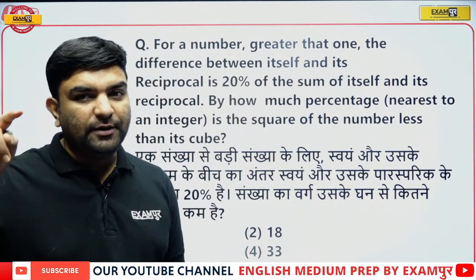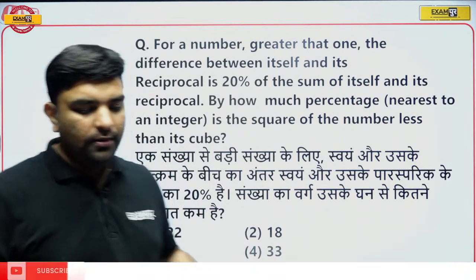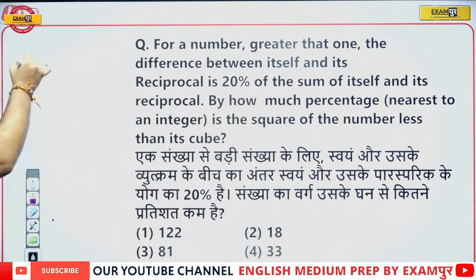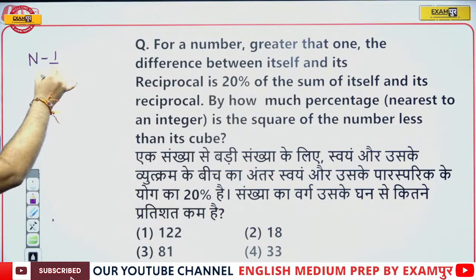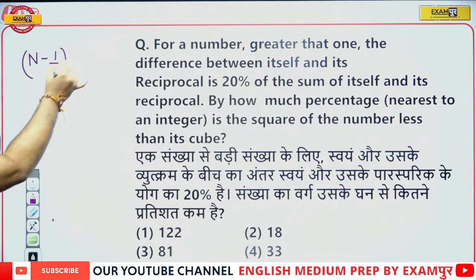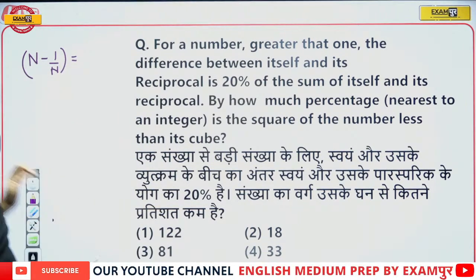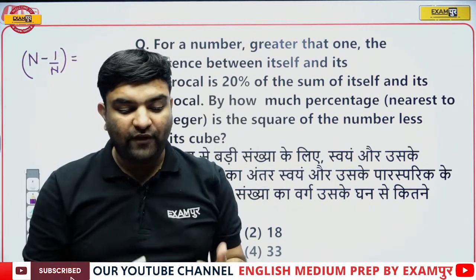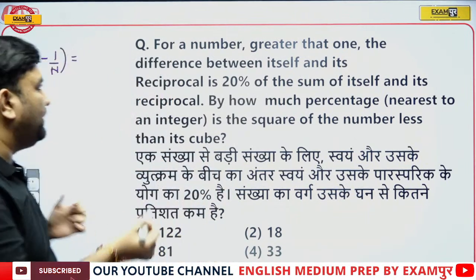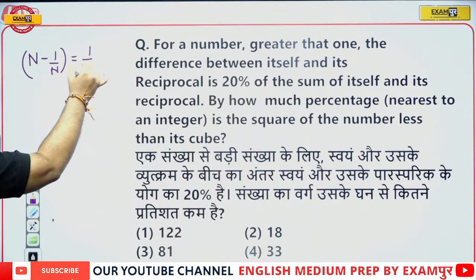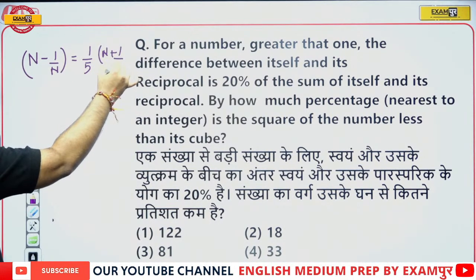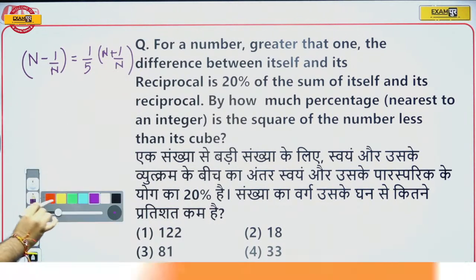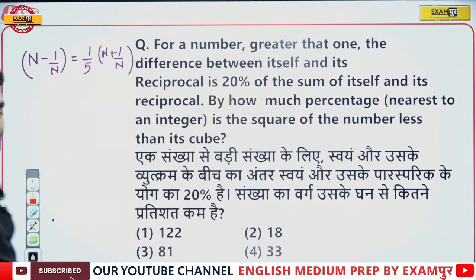The difference between the number and its reciprocal is 20%. 20% is 1 by 5 of the sum of the number and its reciprocal.